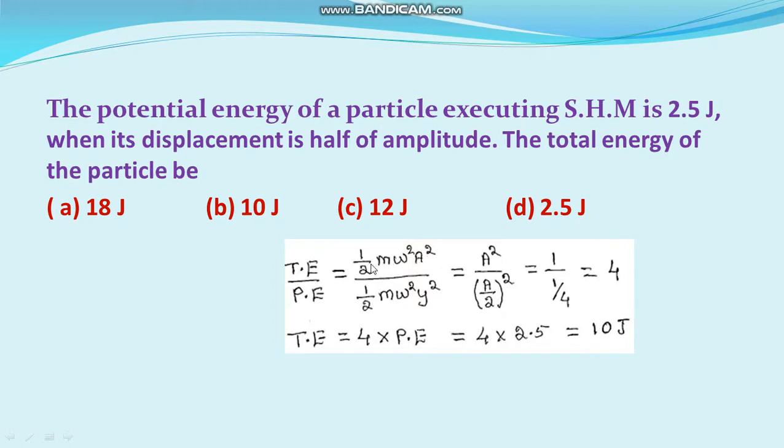When we are substituting the formula, half m omega square cancelled, only remains a square by y square. But displacement is given here. What is that? Half of amplitude. So a by 2 the whole square. Simplifying this, you are getting 4. Total energy by potential energy is equal to 4. So total energy is equal to 4 into potential energy, that is 10 joule. So our answer is B.